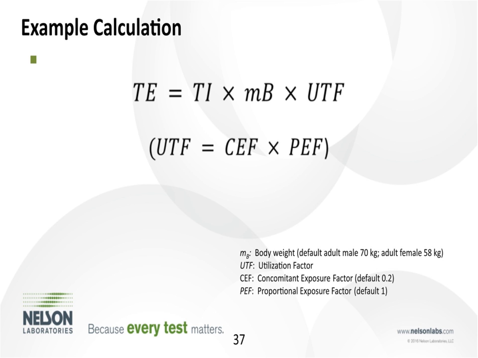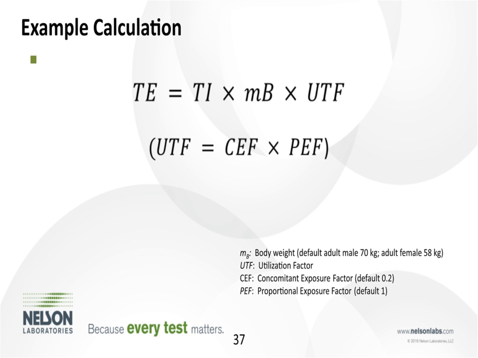So let's continue. Now we need to calculate a tolerable exposure. This is where you take that tolerable intake that we just calculated, times it by the body weight, and times it by a utilization factor. Now, this utilization factor is different than the uncertainty factor. It comprises a CEF, which is a concomitant exposure factor. The default for this is 0.2 per ISO 10993-17. The reasoning for that is that they believe that up to 5 devices that leach this particular chemical could be used at any one time. So essentially that divides the exposure by 5.